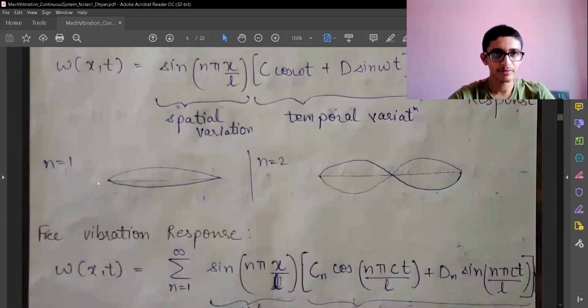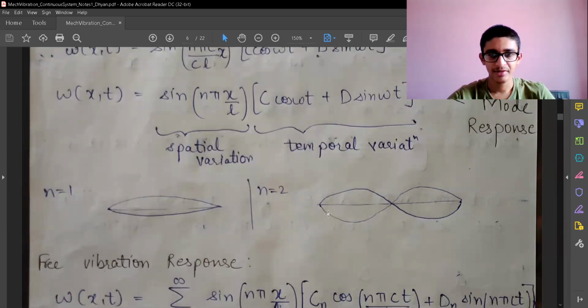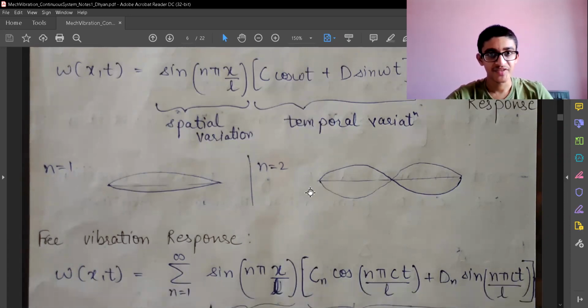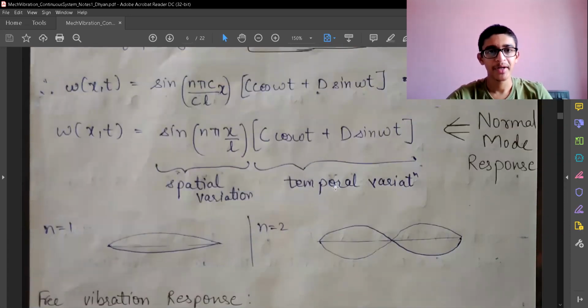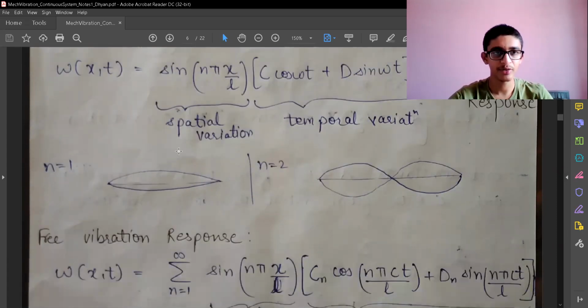Now for n is equal to 1, we'll have such a normal mode shape. For n is equal to 2, this is the normal mode shape. So this is single degree of freedom system, which we have been studying in the whole course. This is the 2 degree of freedom system, which I have introduced in the earlier topic. But this equation is now going to be helpful if I have 10 degrees of freedom and I can find the 10th natural frequency directly using this equation.